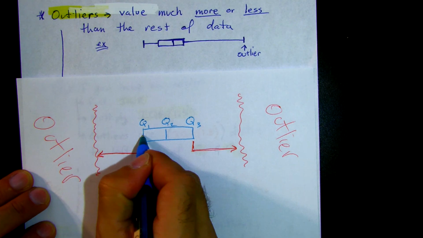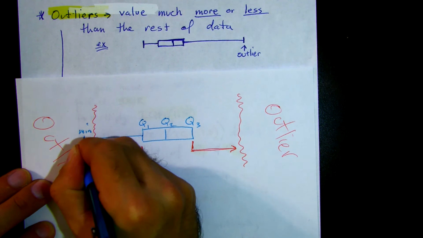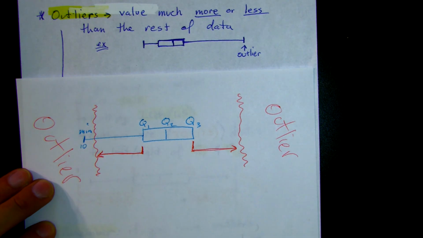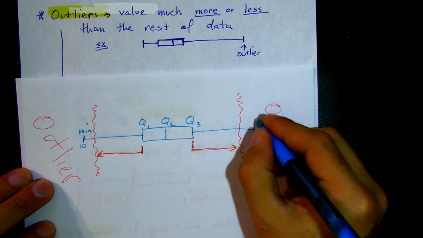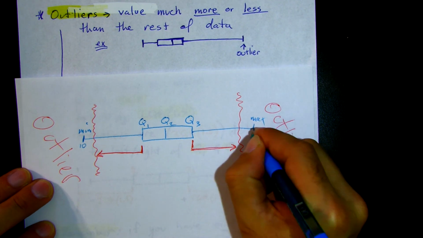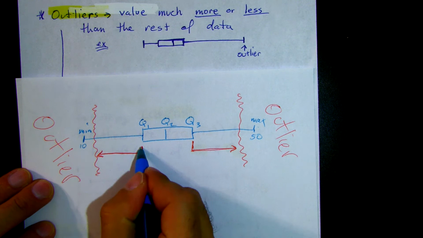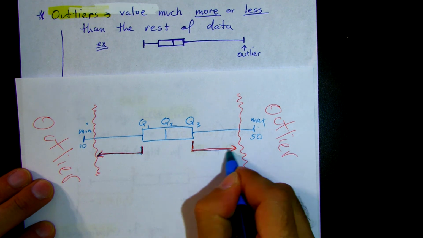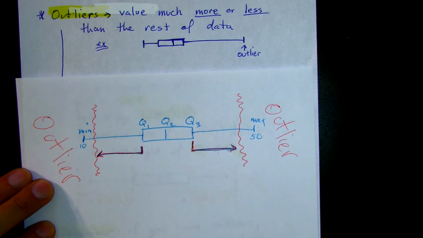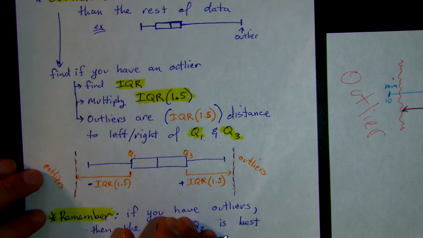So if I had a minimum value out here, right? Here's my minimum value of like 10. 10 would be an outlier, right? If I had a maximum value way over here, a maximum of 50, 50 would be an outlier, you see? So it's just going to be a matter of figuring out how far over we need to go from Q1 and how far over this direction we have to go from Q3. And that is the next part. Okay, we're figuring out where those fences are.